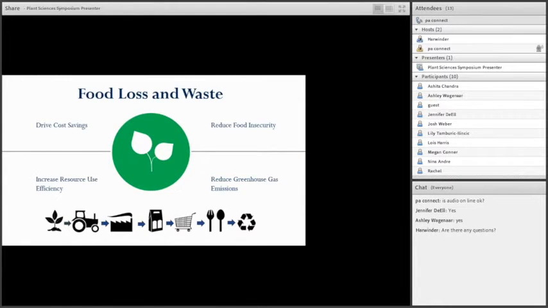But really, there's no real reason not to get behind reducing food loss and waste. No matter who you are, you can probably save some money. You might be able to reduce food insecurity. You can increase resource use efficiency, and you potentially can reduce greenhouse gases. So no matter who you are in the supply chain, you do have some opportunity for savings.